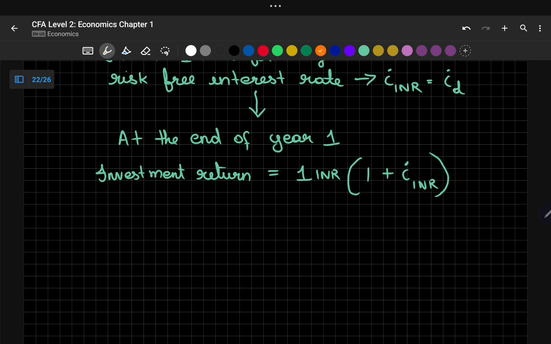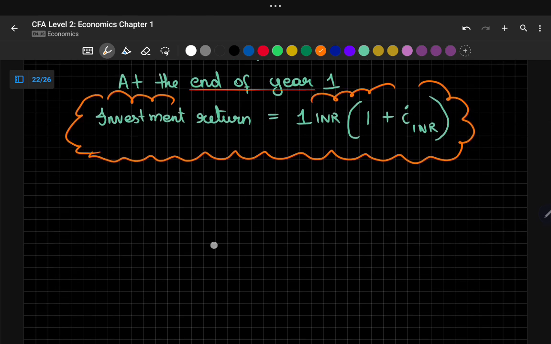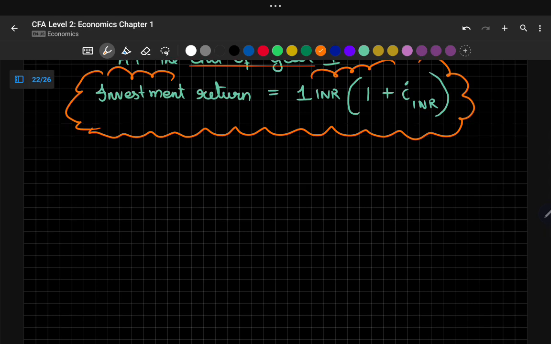So the investment return would be 1 into 1 plus the domestic risk-free interest rate. Okay. So this is the investment return in the first case. Now we look at the second option.